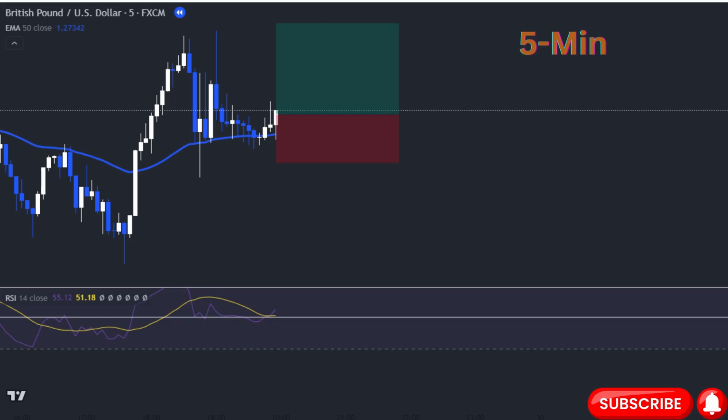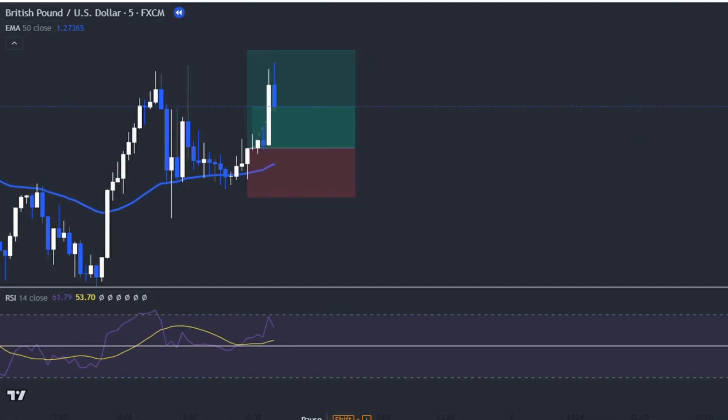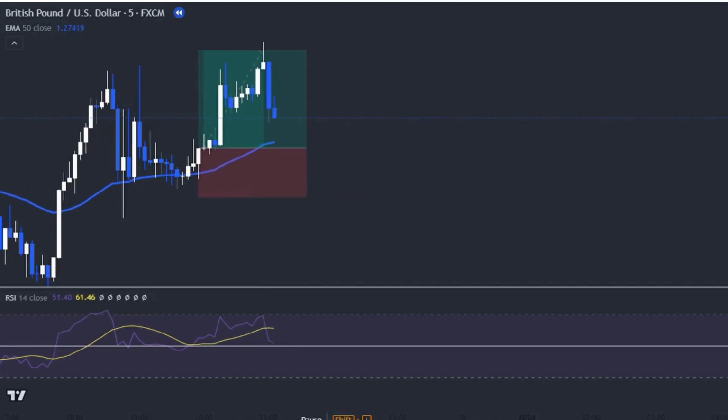Now let's watch how it goes. The price continues bullish after a retest and hits our target, so traders, you can backtest this strategy to be perfect with it before using it on a real account.